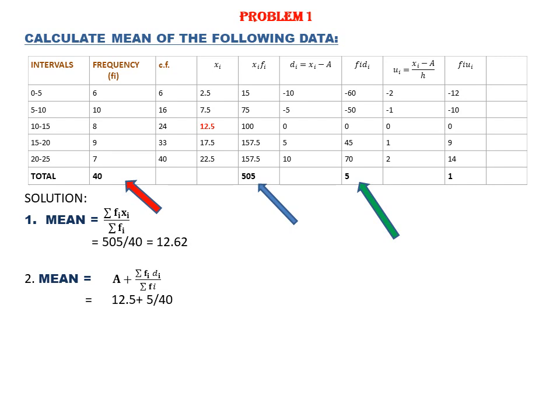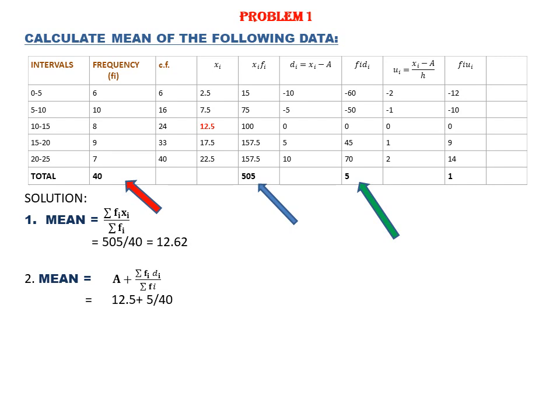So I am taking A as 12.5, and now how are the fi di going to be calculated? You have to first calculate di. Now di is xi minus A, which means you have to subtract 12.5 from each of the xi's. So 2.5 minus 12.5 is minus 10. 7.5 minus 12.5 is minus 5. 12.5 minus 12.5 is 0. Then 17.5 minus 12.5 is 5. And 22.5 minus 12.5 is 10. So these are the di's.